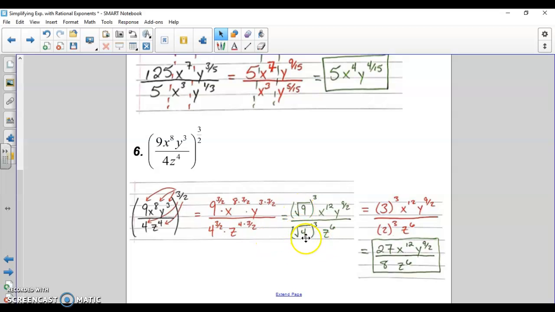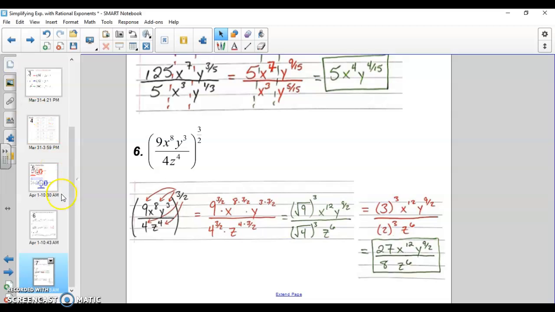So I just rewrite everything, deal with the radical. So 9 to the 3 halves is square root of 9, then cube. 4 to the 3 halves is square root of 4, then cube. So square root of 9 is 3, 3 cubed is 27. Square root of 4 is 2, 2 cubed is 8. Then I just multiply the exponents there. Nothing too crazy with multiplication. I get my final answer of this. X, Y, and Z are separate, so I can't simplify any of those. So that's what we have there.